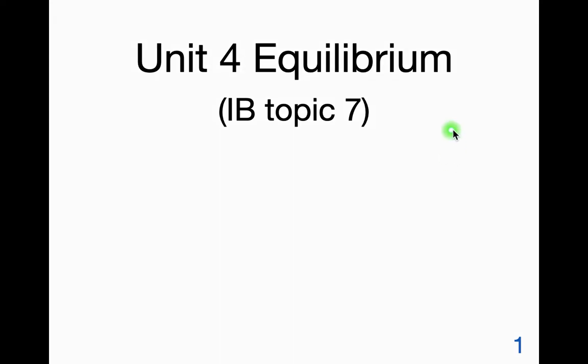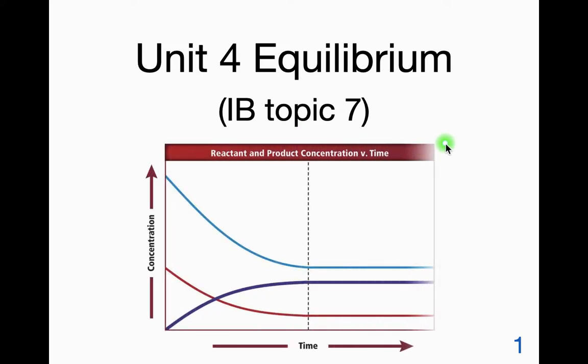Okay, Unit 4, Equilibrium, IB Topic 7. This is a diagram we'll look at in a few minutes. It's concentration versus time. You can see as time goes by, the concentrations of both the reactants and products will level off and remain constant.